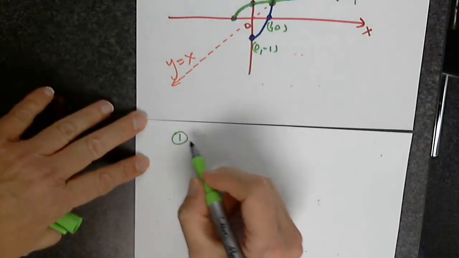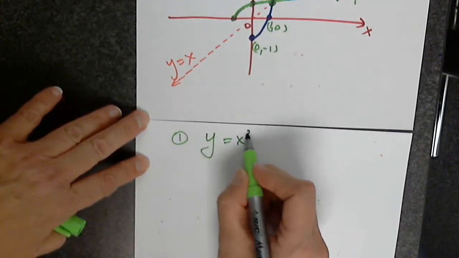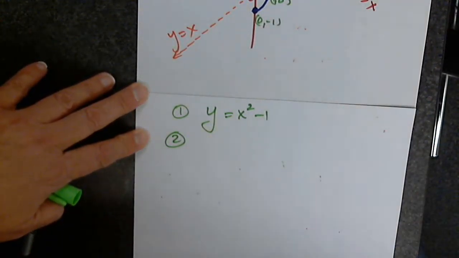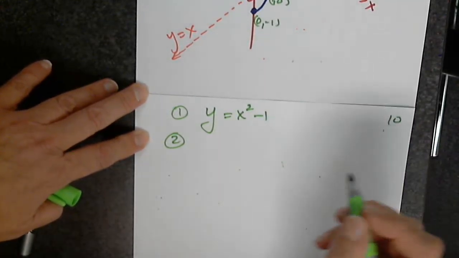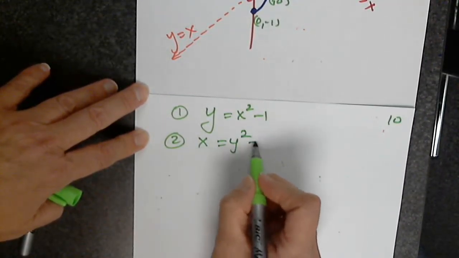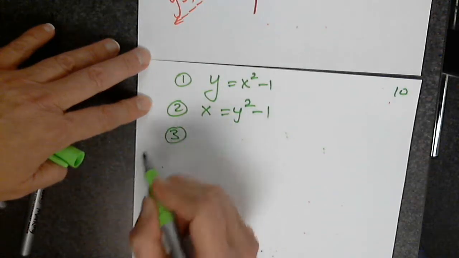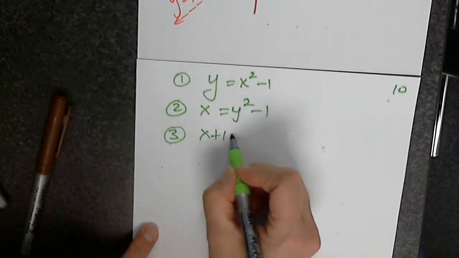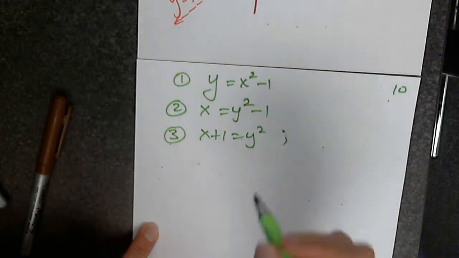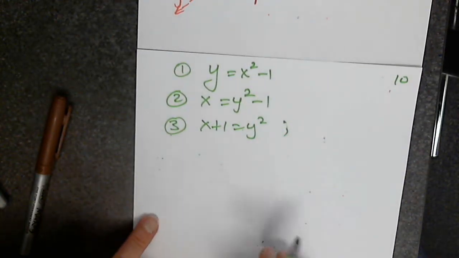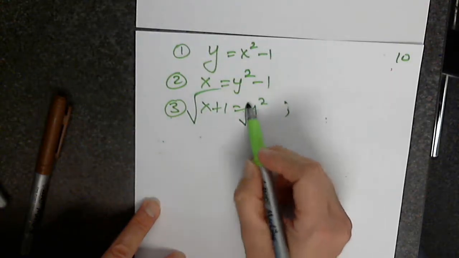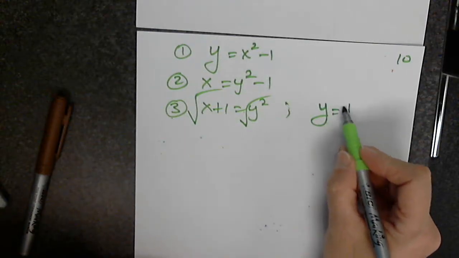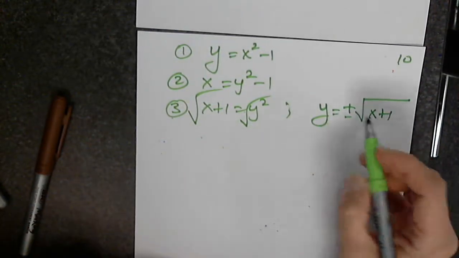Very good, that's the first step. So I will write y equals x squared minus 1. Good. Step 2. Very good. x equals y squared minus 1. Step 3. Excellent. x plus 1 equals y squared. And in order to get y by itself, what should I do to both sides? But remember, when I take the square root, I have plus or minus the square root of x plus 1.